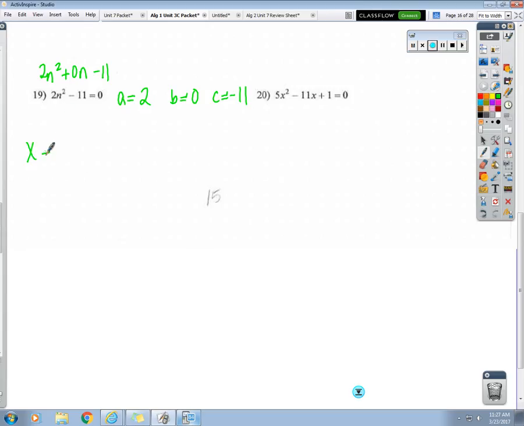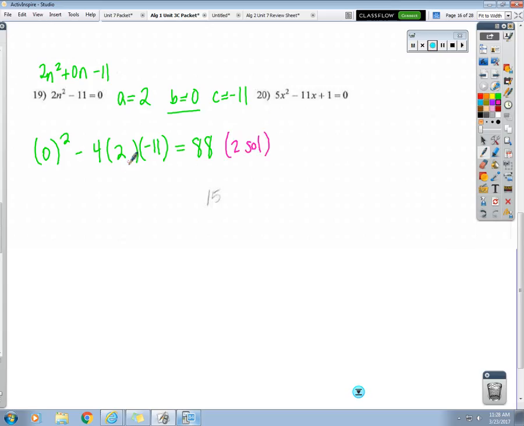Alright, so x equals... I didn't do the discriminant yet, my bad. Okay, b squared minus 4 times a times c. B is 0, a is 2, c is negative 11. But when you type all that in, what do you get? 88. So this time, even though b was 0, we're still going to have solutions. We're going to have 2.